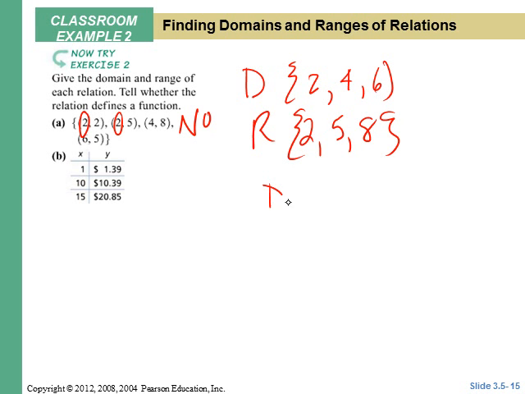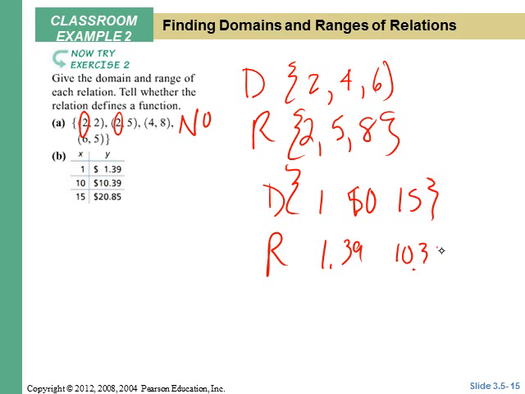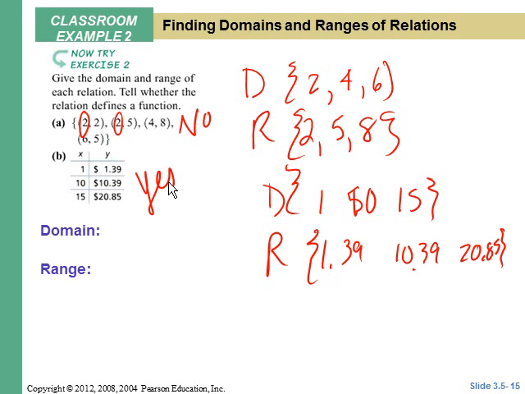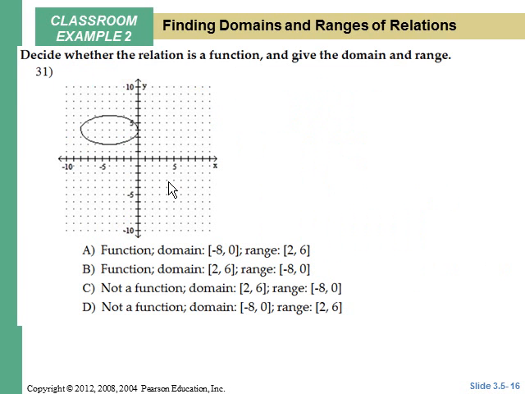Second one, the domain is 1, 5, 110, and 15. The range is 139, 1039, and 2085. So those would be the two things, and in this case it is a function because for every first question there's only one answer. Okay, you do this one.